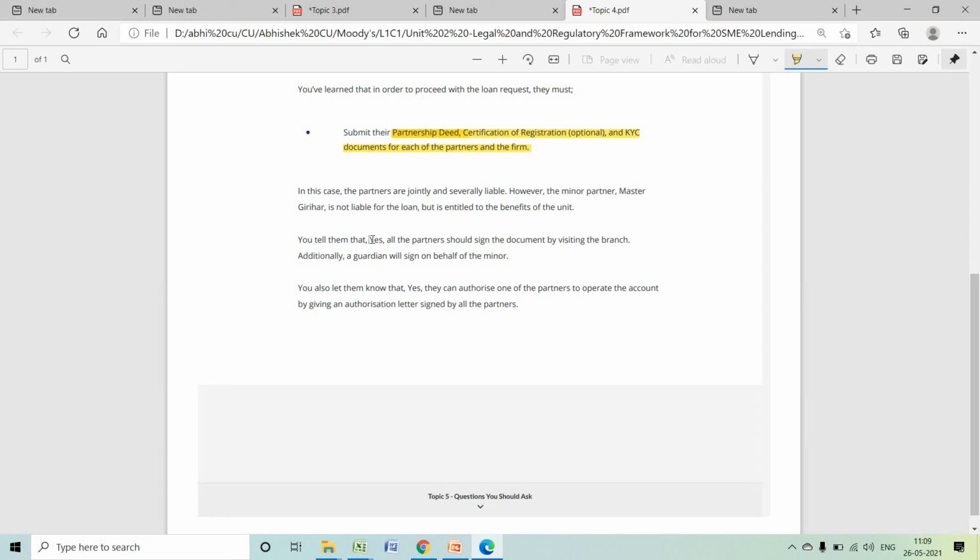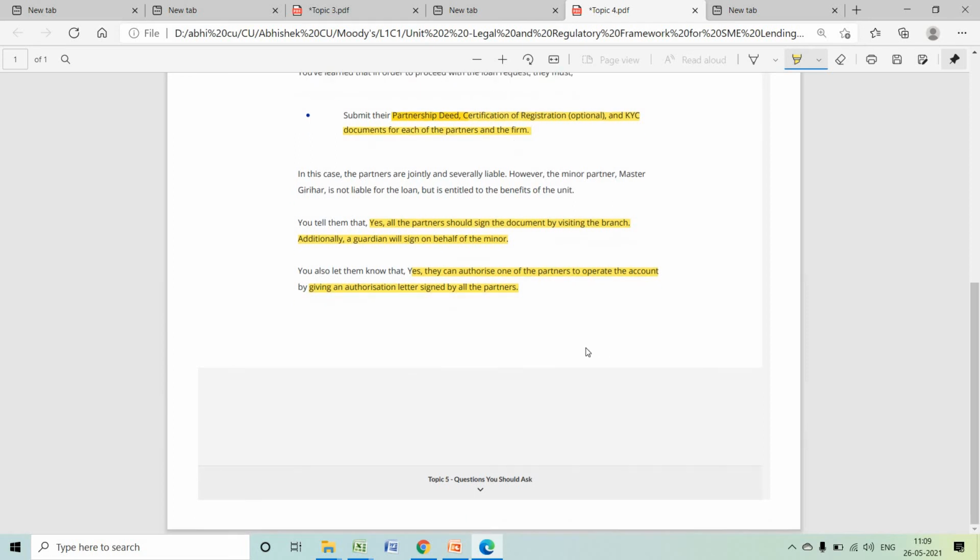You tell them that yes, all the partners should sign the document by visiting the branch. Additionally, a guardian will sign on behalf of the minor. So for the minor, a guardian will sign that he will be subject to this particular loan, because he cannot sign, he cannot contract. You can also let them know that yes, they can authorize one of the partners to operate the account by giving an authorization letter signed by the partners. Right. So this is the case study.